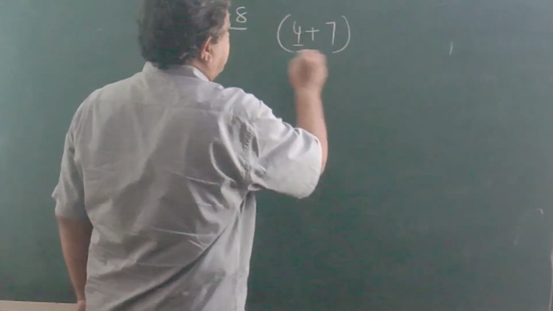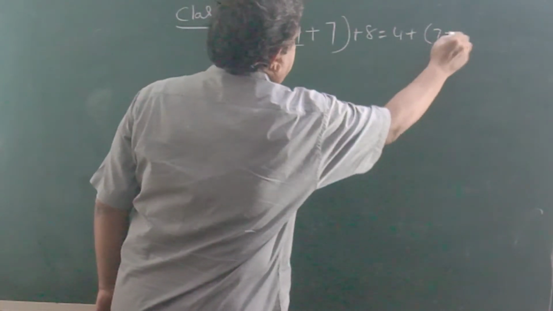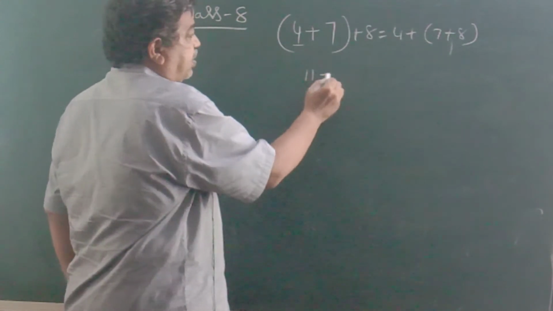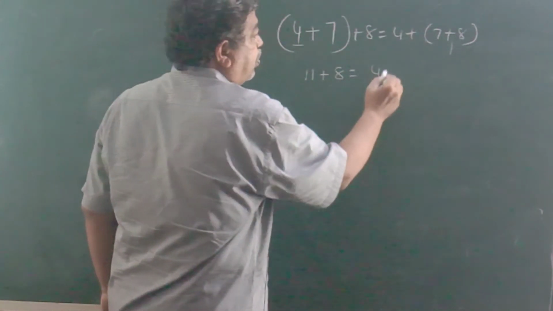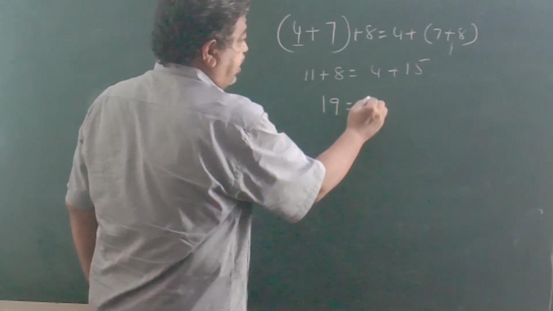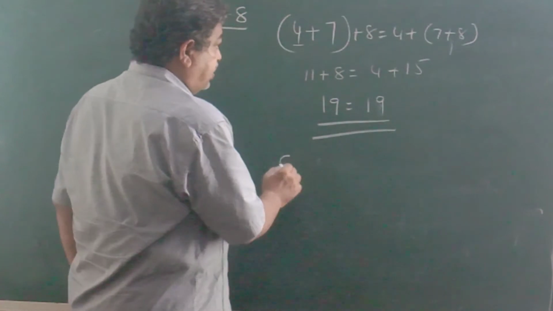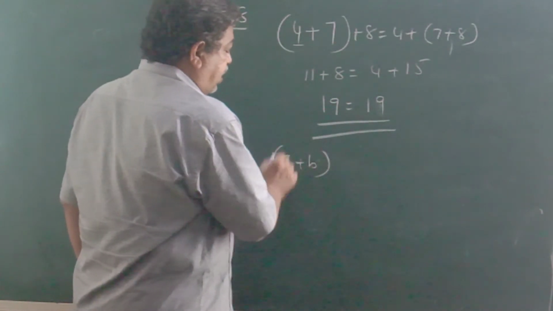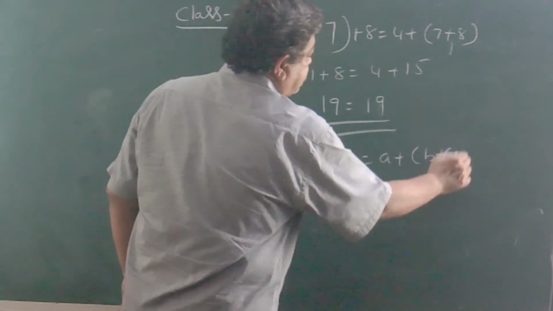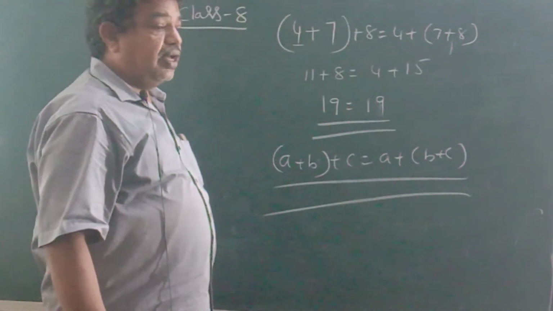4 plus 7 plus 8 is equal to 4 plus 7 plus 8 are. So what is 4 plus 7? 11 plus 8 is equal to 4 plus 8 plus 7, 15. 11 plus 8 is 19. 15 plus 4 is also 19. 19 equal to 19. In general, a plus b plus c is equal to a plus of b plus c. Rational numbers have associative property under addition.